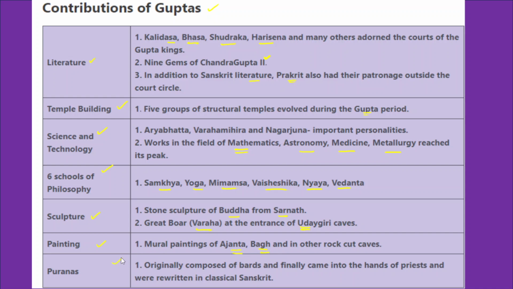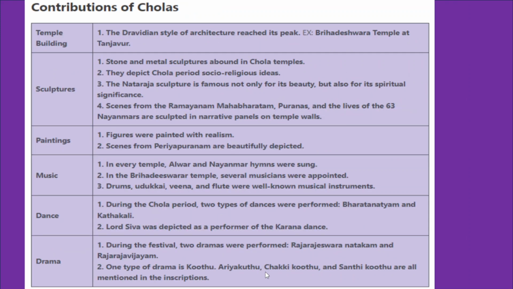Puranas were originally composed by bards, and they were finally modified or rewritten by the Brahmins, or the priests, belonging to the Gupta period, and they wrote these Puranas in the classical Sanskrit language.